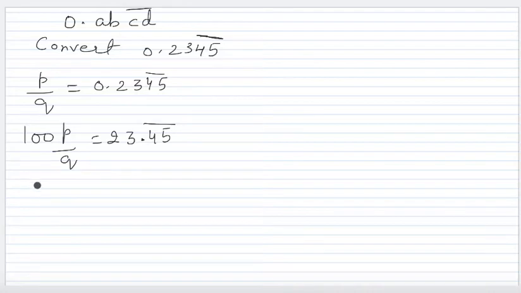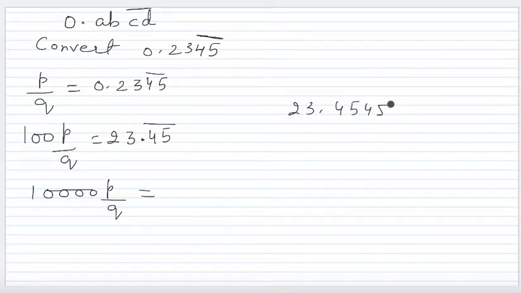Now in the next step we are going to count the number of digits which are repeating. In this case the number of digits which are repeating is also 2. So again we are going to multiply 100 P upon Q by 100. So it will become 10,000 P upon Q is equal to, now since this 45 bar means 45 is being repeated, if I multiply this number by 100, the decimal digits will shift two places to the right, and we will have 2345.45 being repeated again and again.